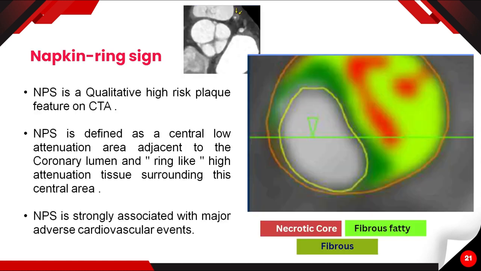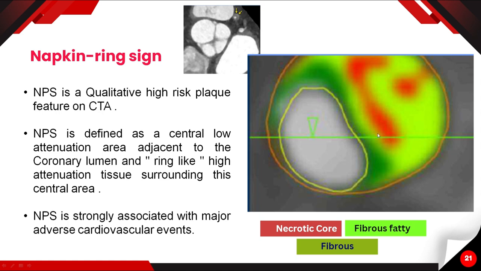Napkin ring sign. Napkin ring sign is a qualitative high risk plaque feature on CT coronary angiography. It is defined as a central low attenuation area adjacent to the coronary lumen, which is surrounded by a ring-like high attenuation tissue, and is called the napkin ring sign.